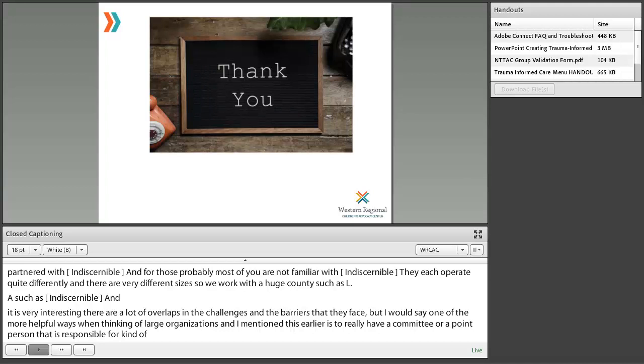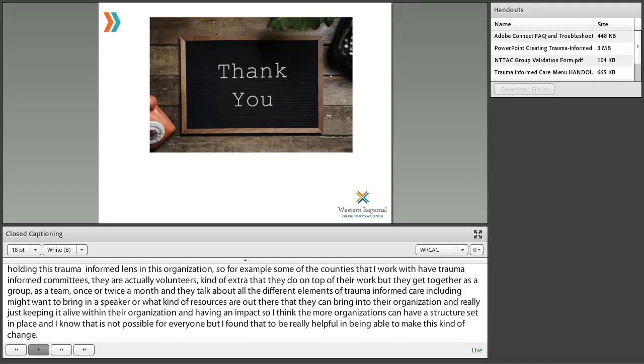Yeah, and that leads right into the next question, which is what kind of things can the champion lead, or what kind of behaviors from them would typically move things forward that a champion would do?